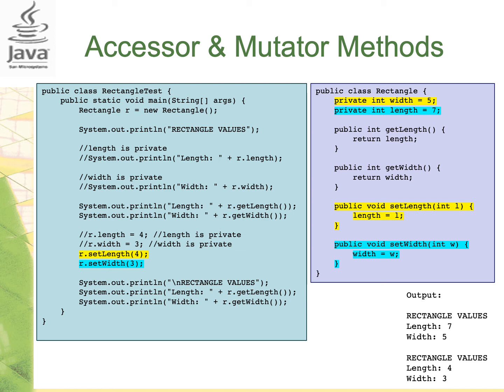We can write r.setLength(4), for example, and r.setWidth(3). Those can be any values. If we run this code, we will get the output rectangle values length 7, width 5, which are the initial values. And after we use the mutator methods, we have rectangle values length 4, width 3.